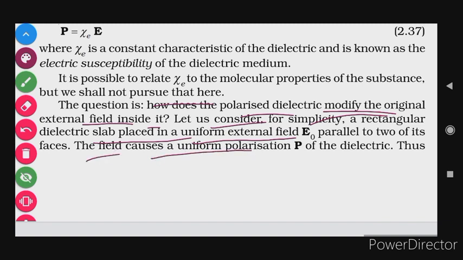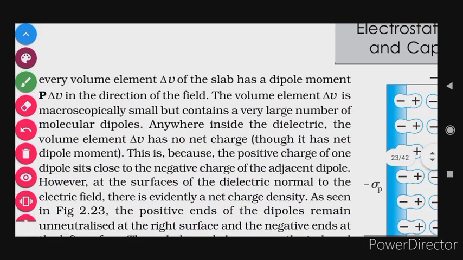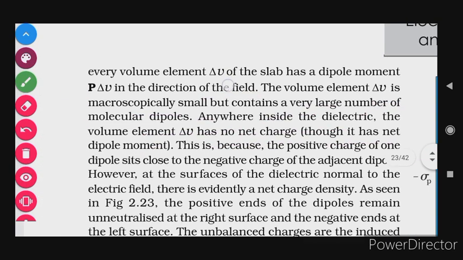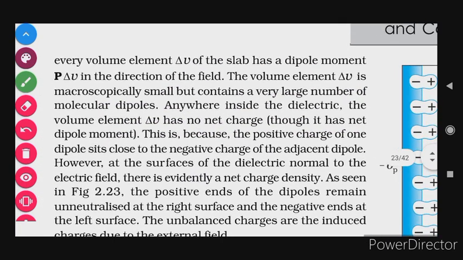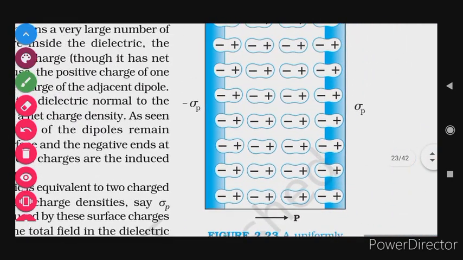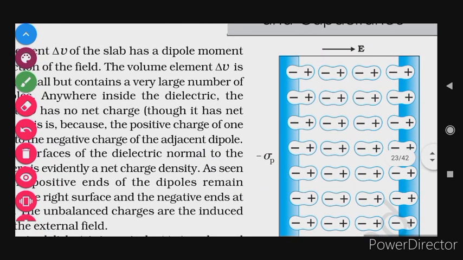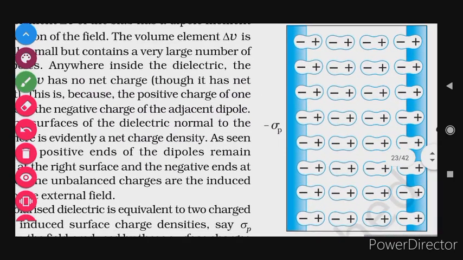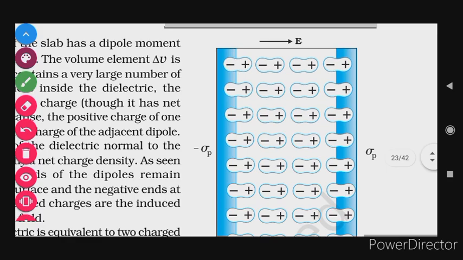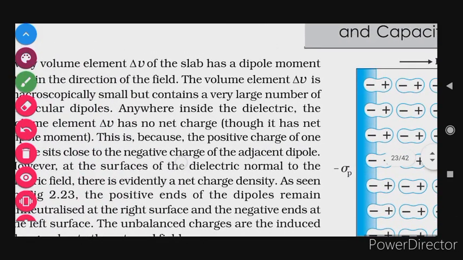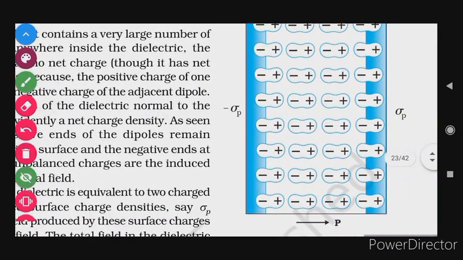The field causes a uniform polarization P of the dielectric. Thus, every volume element del V of the slab has a dipole moment P del V in the direction of the field. Okay, so you can see here in the figure there is a dielectric, and in the dielectric there are, when we place an electric field, what will happen? There will be, we are taking the case of non-polar molecule.